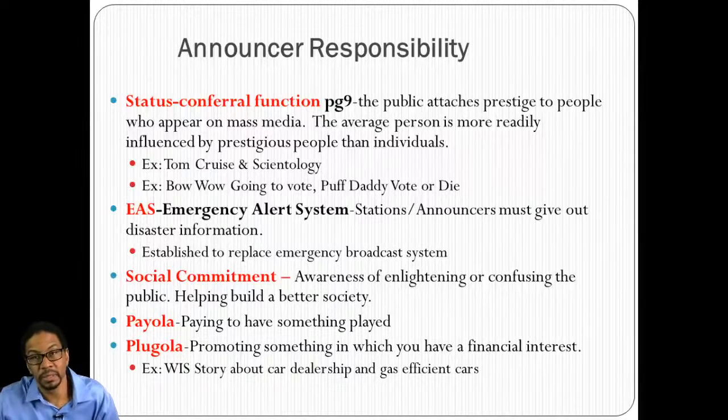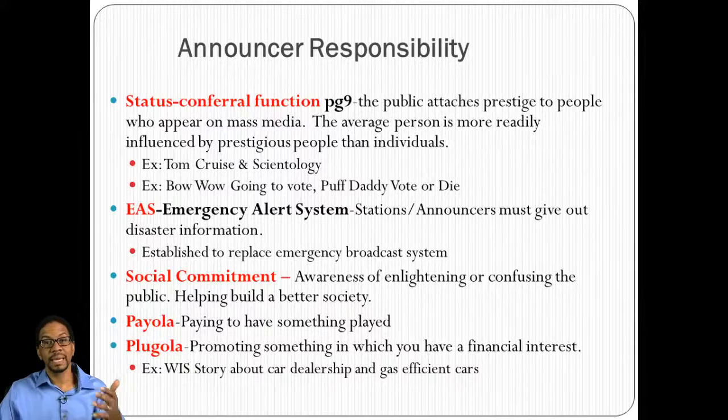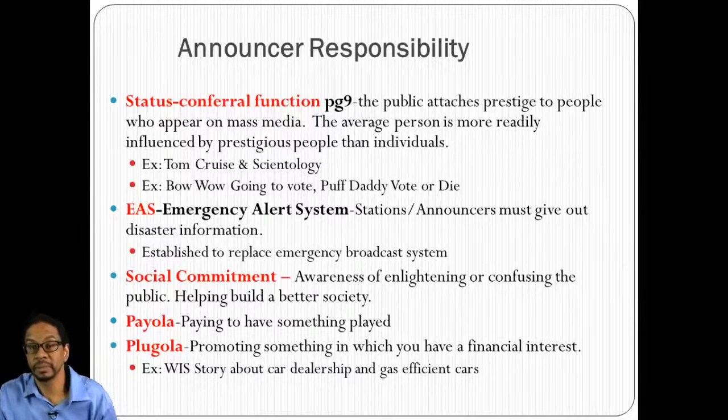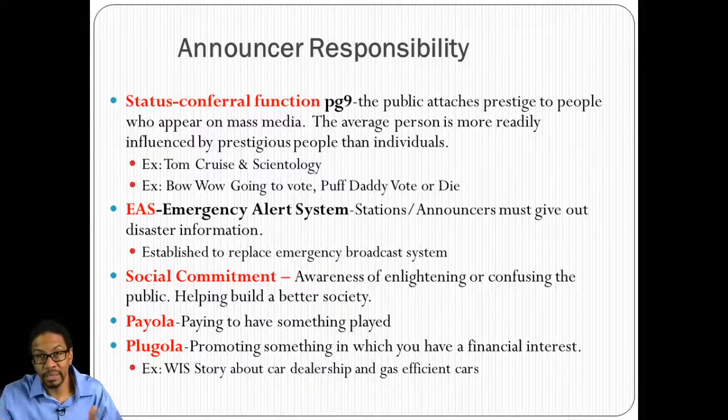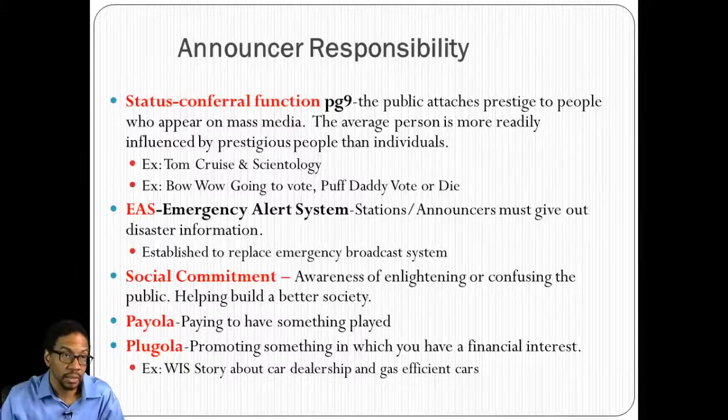So, some responsibilities of announcers. The status conferral function. What this basically means is that if you are known, or some people may say a local celebrity, people tend to believe you more, tend to give more weight to whatever it is that you're telling them.